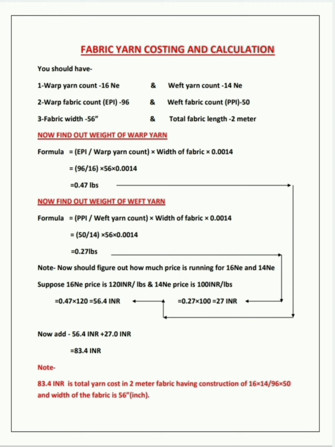This is the price of the 2 meter fabric which has 16 into 14 yarn count, and construction is 96 into 50. The width of this fabric is 56 inch. Hope you understood what I have explained to you. You can easily get the price of any type of fabric from this formula.